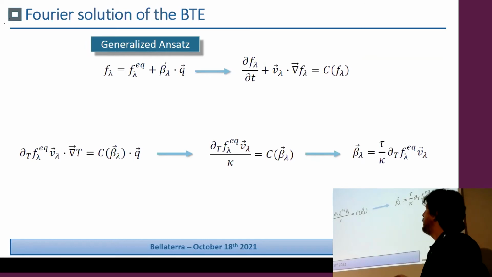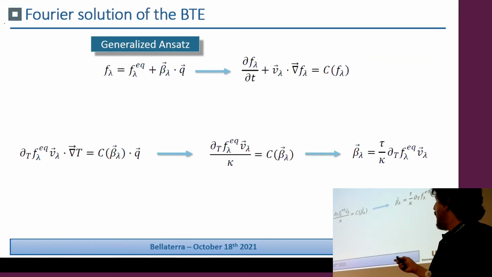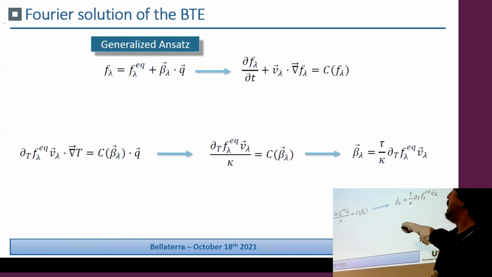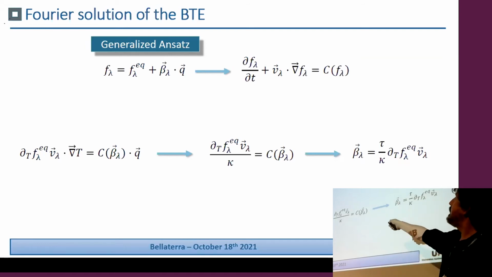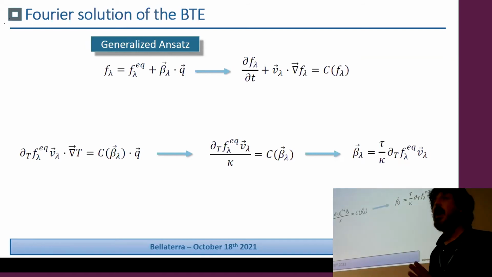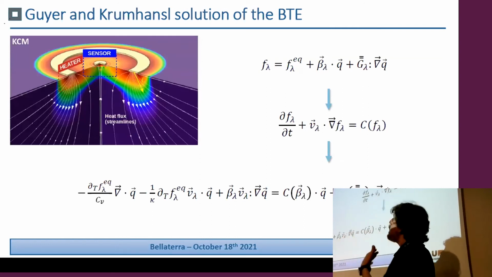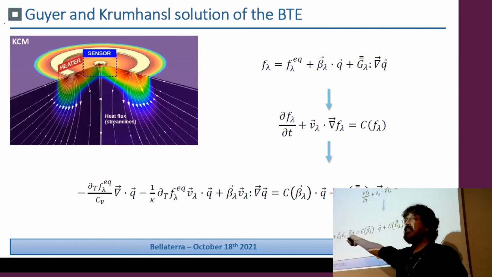So I'm not explaining something that you don't know. Well, if you change the collision term by something like a relaxation time approximation, that is when you obtain beta, which is the thing that you need here. Well, but what happens in a system like this?